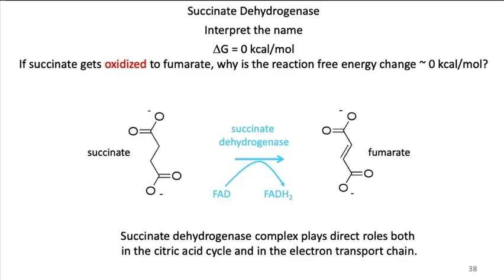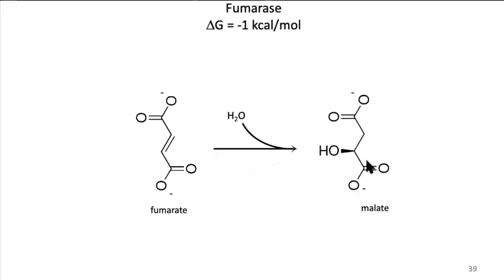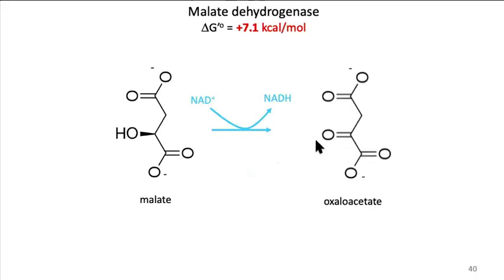And then fumarase simply converts the fumarate to malate, and malate goes back to oxaloacetate. And I'm out of time. I wanted to go through the citric acid cycle. The most important thing is to understand the most prevalent enzymes, what we're making, and how it's regulated to some extent.